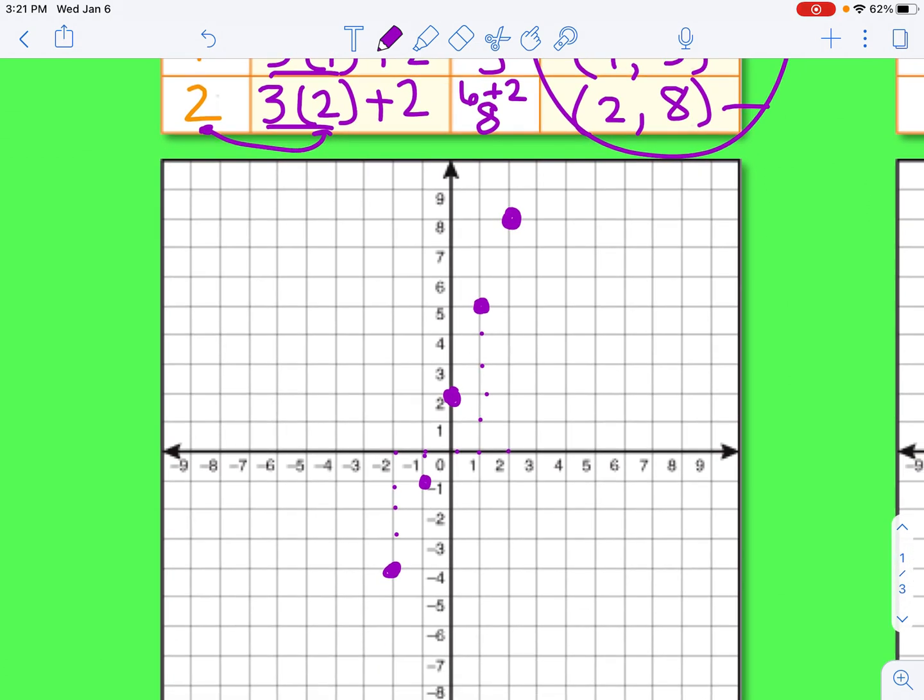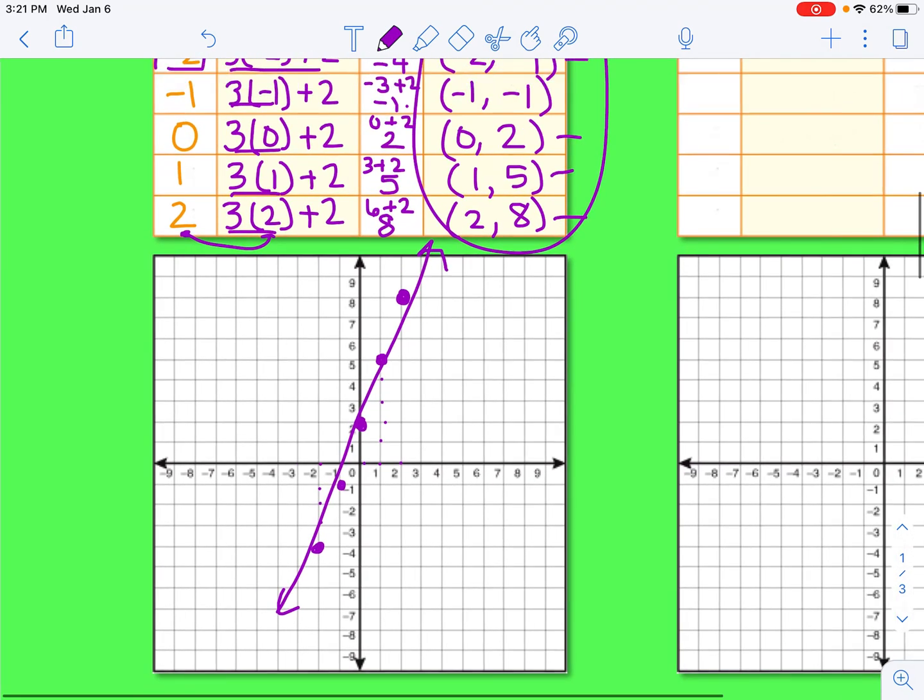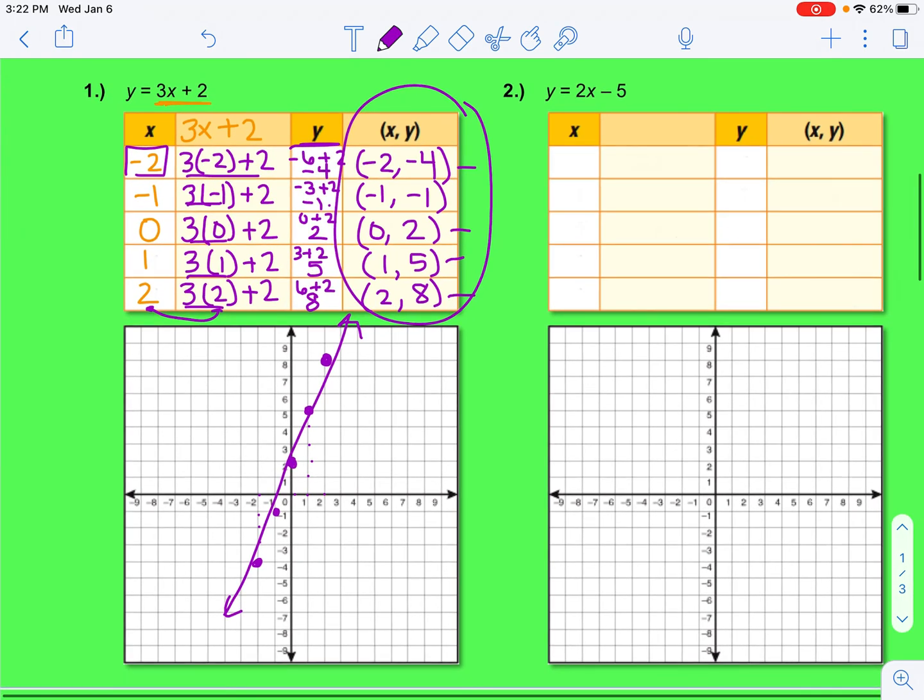Alright, so we have plotted our points, and it looks like they are going to form a straight line. So now with this part, just do your best drawing a straight line as straight as you can. Mine's not perfect. Maybe you know the trick to make your lines super straight on Notability. I don't know that yet. So just do your best. And that is our linear function for number 1.